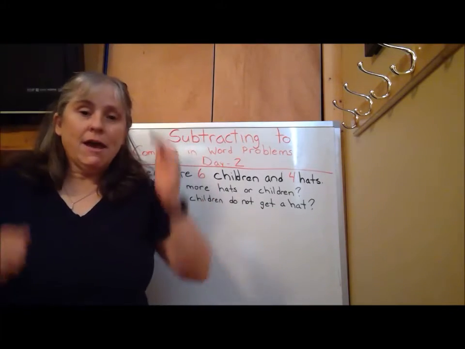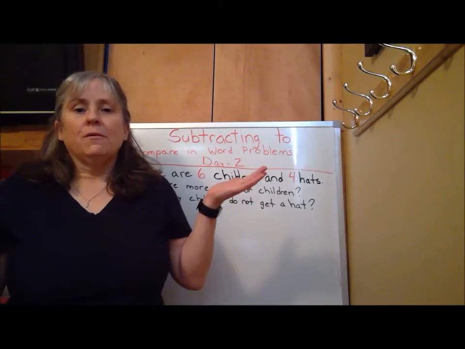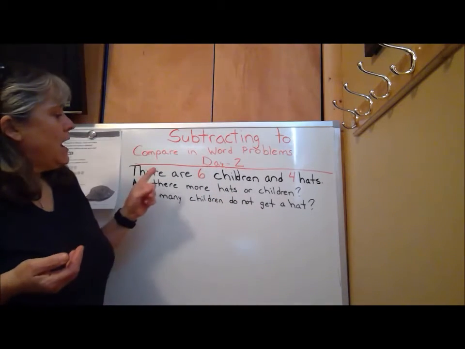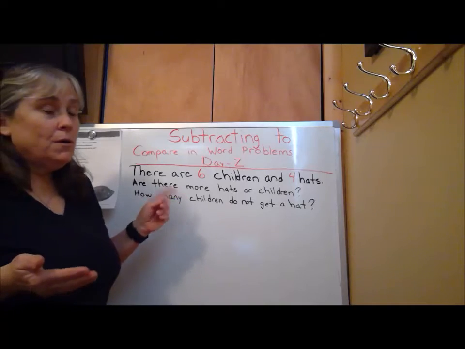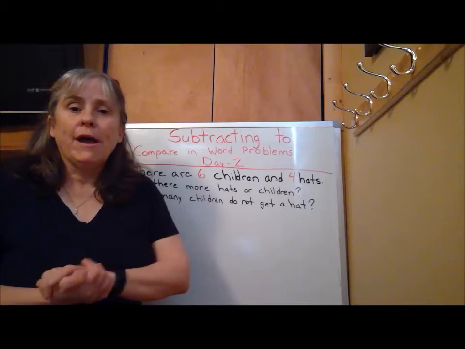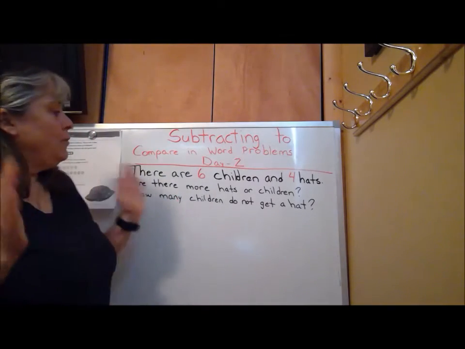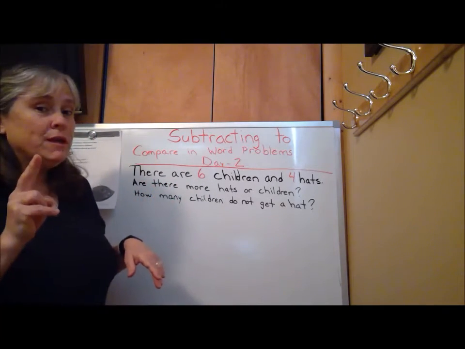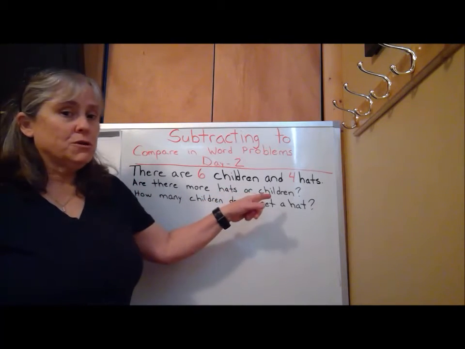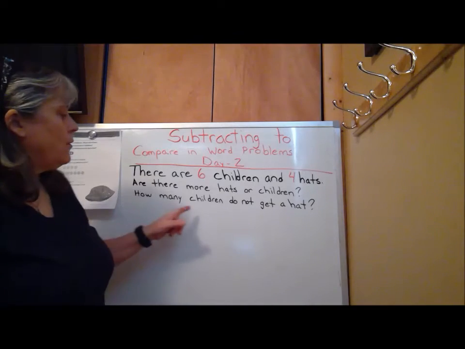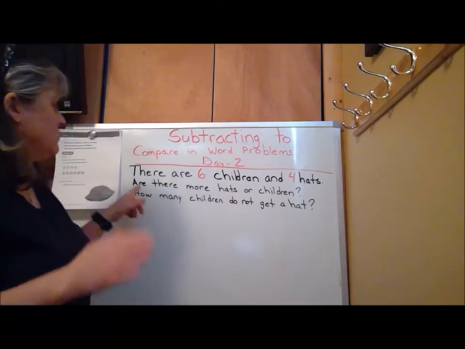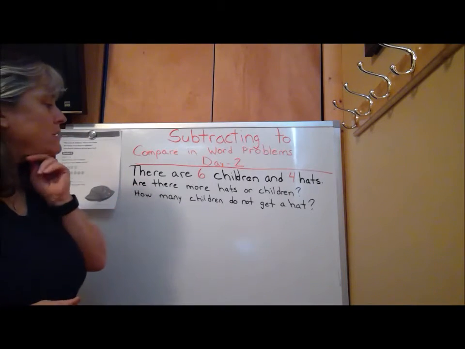Okay, so the first thing we ask is, what are we talking about? We're talking about children and hats. Okay, what do we know? So we know that there are 6 children, and we know that there are 4 hats. What do we want to know? So there's actually 2 things we want to know, 2 questions. We want to know, are there more hats or are there more children? And we want to know how many children do not get a hat, which kind of answers the first one. So let's look at the first one. Are there more hats or more children?